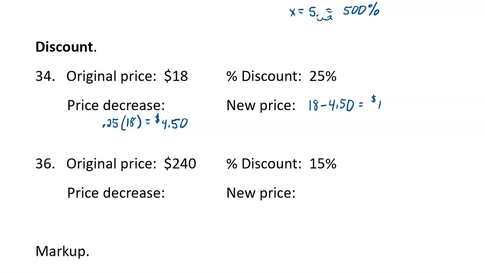The new price is $13.50. Number 36, some item originally cost $2.40, but it's discounted 15%. What is the amount of the price decrease? So what is 15% of $2.40? This is 36 cents. What's the new price? The original price, subtract the savings of 36 cents, is $2.04.